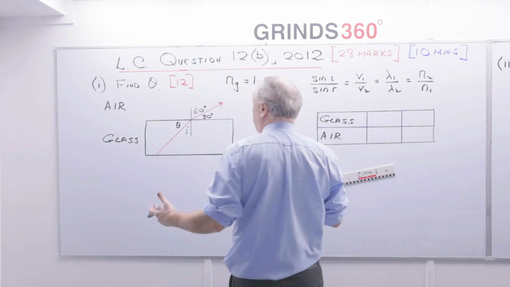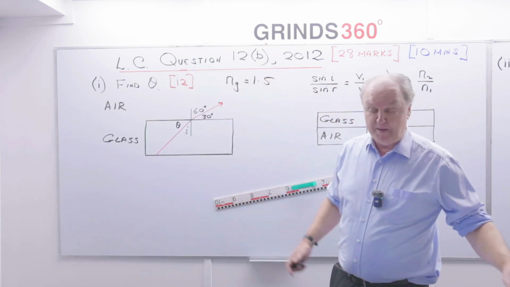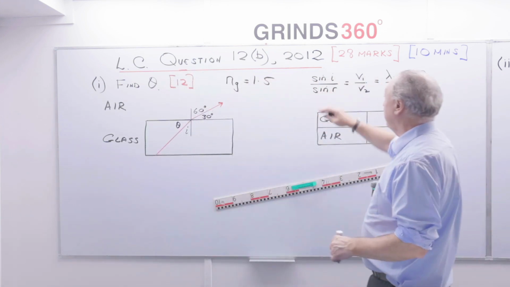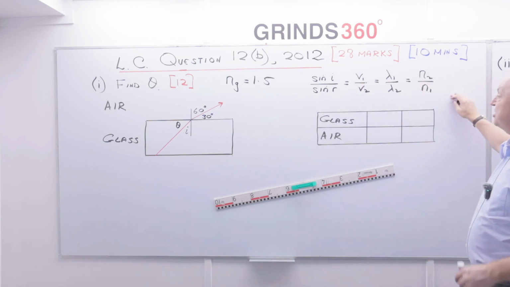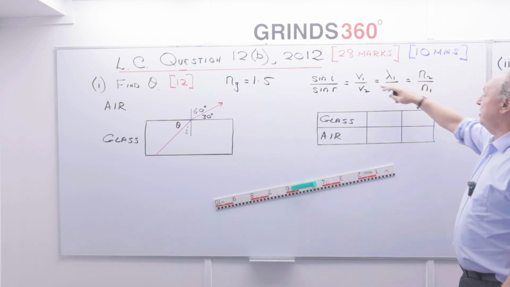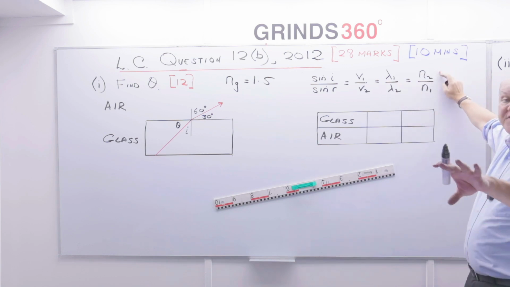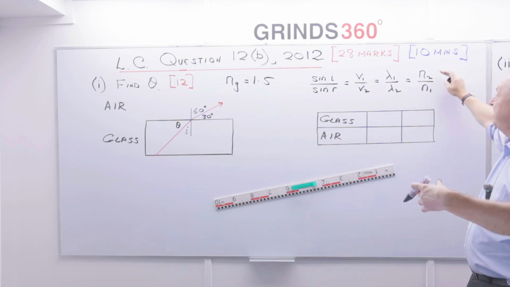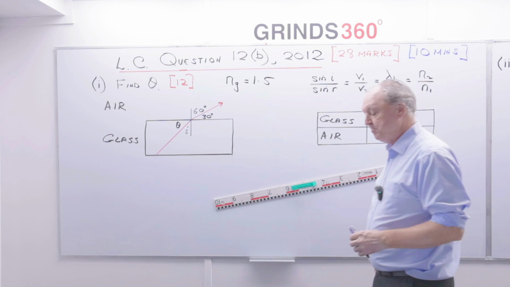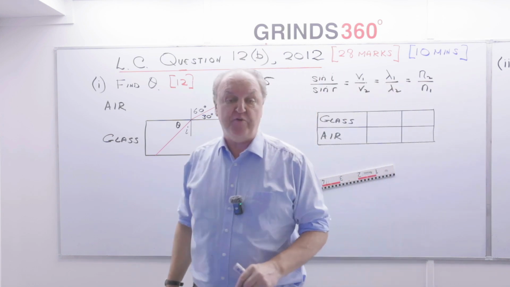So how do we do our problems on refractive index? Well, we do them the same way all the time. We write down our entire formula, sine I over sine r is equal to V1 over V2 is equal to lambda 1 over lambda 2 is equal to, remember the refractive indices are turned upside down, N2 over N1. We'll just need two parts of that formula.